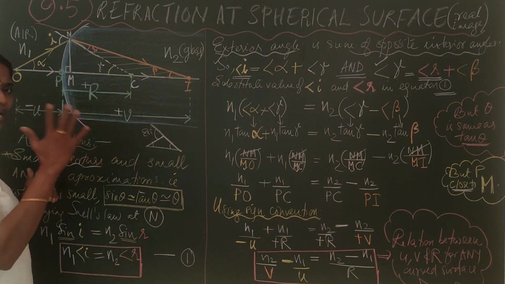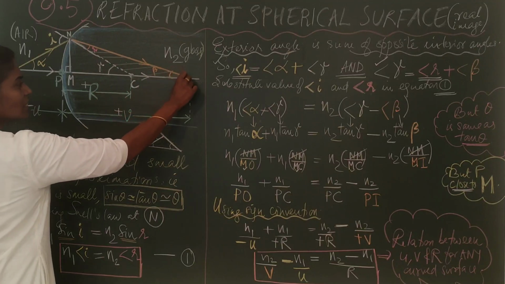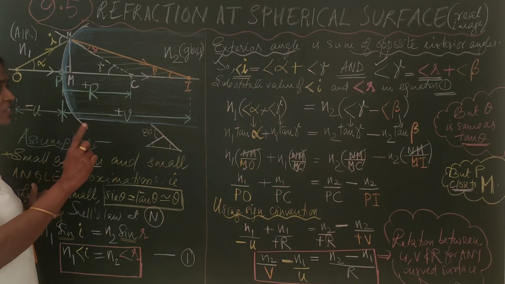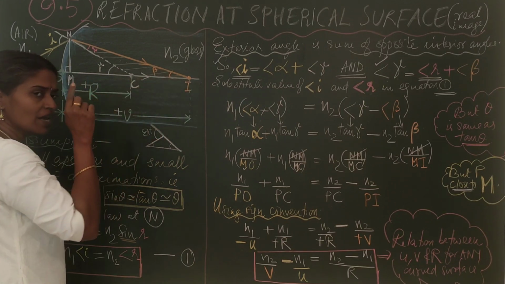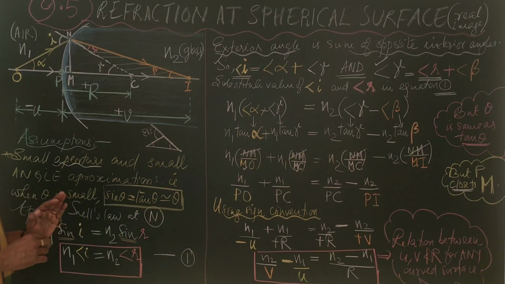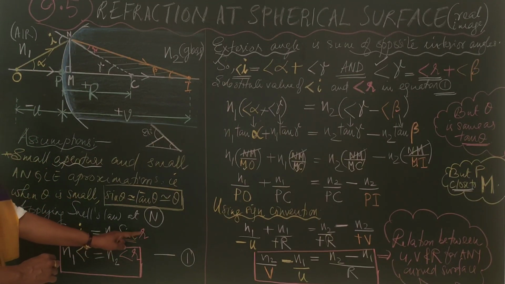Angle i equals angle r. So these two, this white and this orange, meet at the point I. Two rays are enough for image formation, so you get an image at the point I. Applying Snell's law at the point N, what will happen? N1 sin i equals N2 sin r.